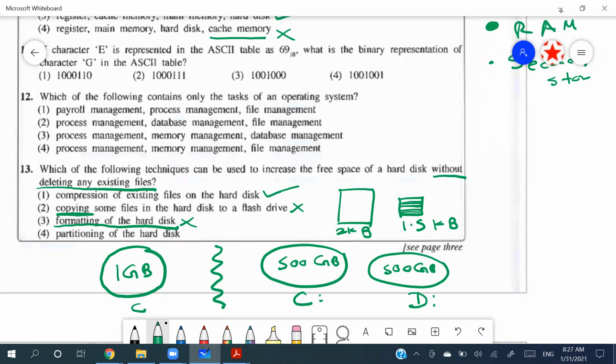So it will reduce. Literally, it will reduce, and generally it will make no change, right? So because of that, it is wrong. So the first one can be taken as the answer.